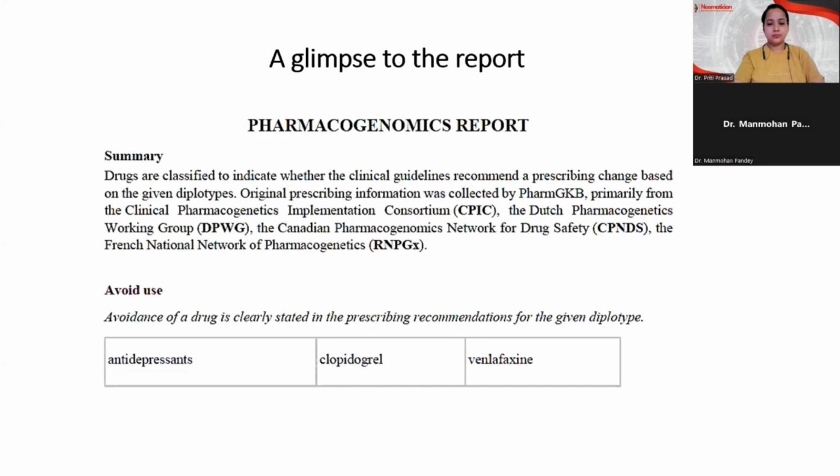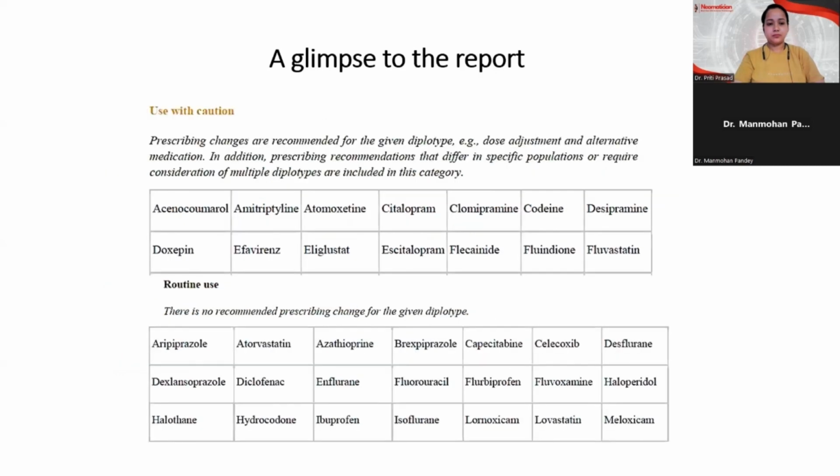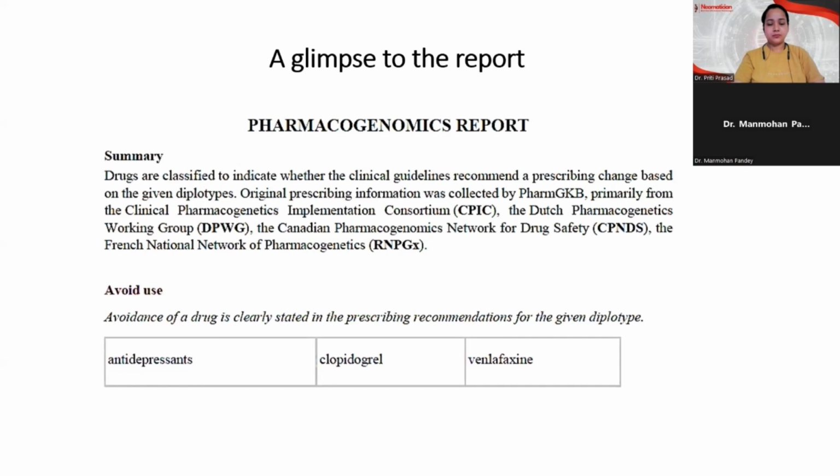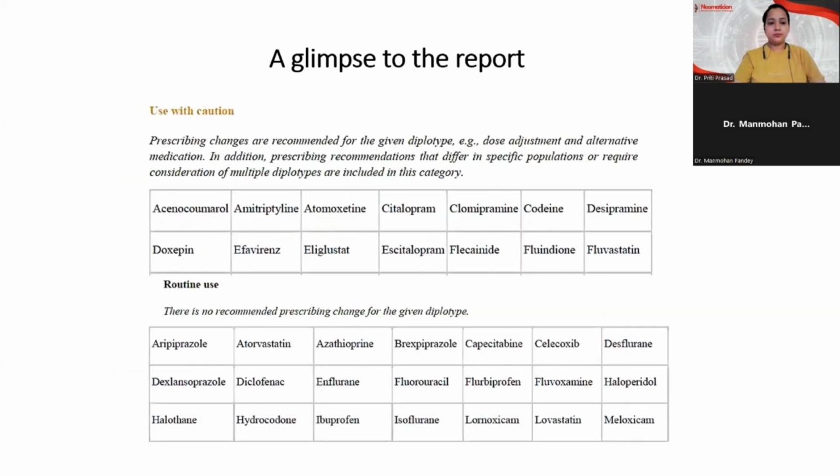So there are three categories in case of whatever report we are generating. The first category is to avoid use, that is we have to consider alternate medication for that. Next slide please. Second category is use with caution, and third category is routine use. Whatever the variation is, based on whatever study is given in CPIC guidelines, the drugs are categorized for a particular one.